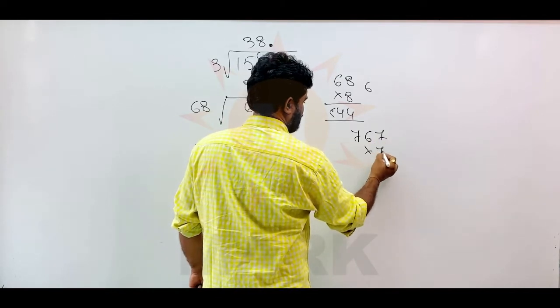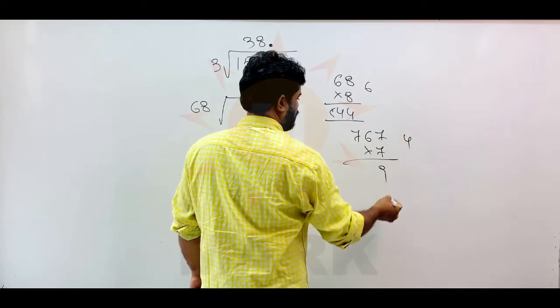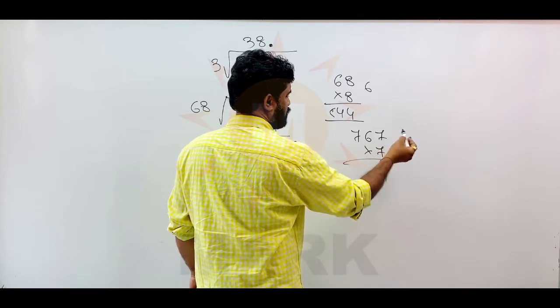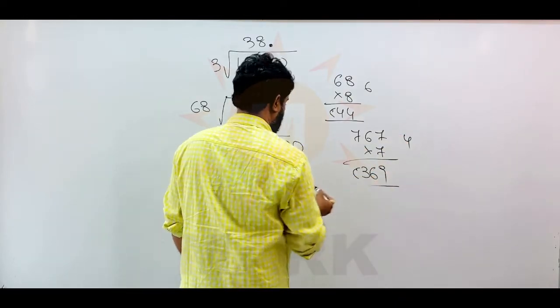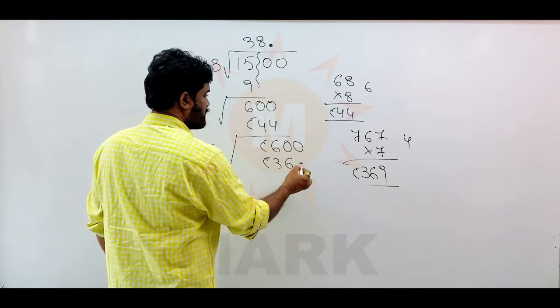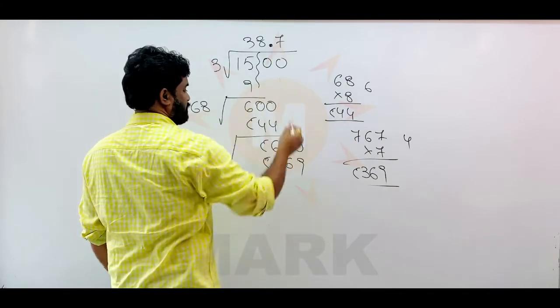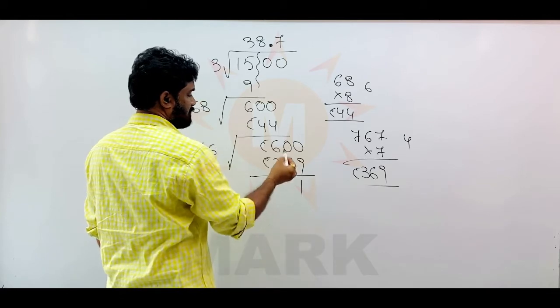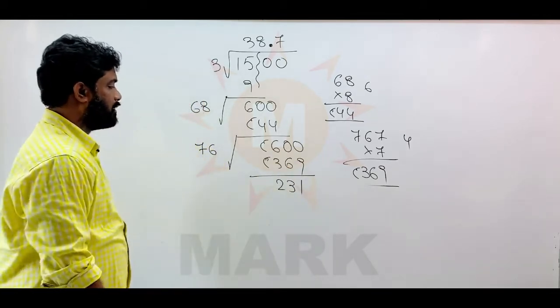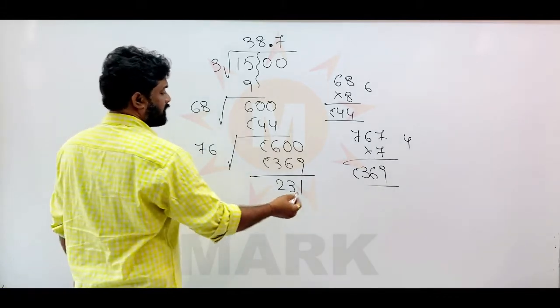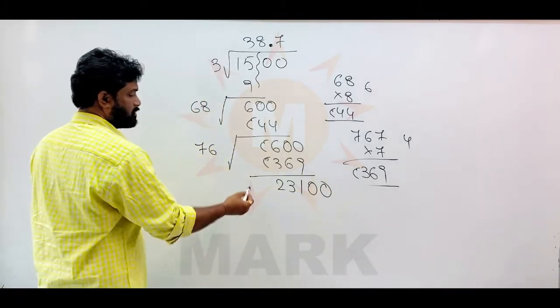767 into 7 if I take. So this is 9, this is 449. 6 7s are 42 plus 4, 46. 7 7s are 49 plus 3, 5369. So this is 7. So 1, and 9 minus 6 is equal to 3. 5 minus 3 is equal to 2. Okay. Now again, if you want to further continue, so 23,100.